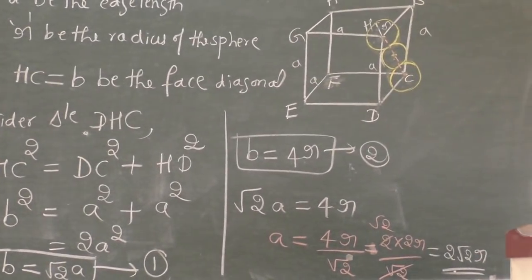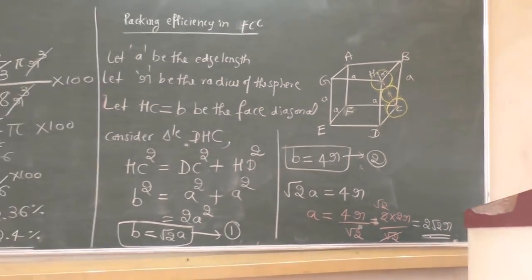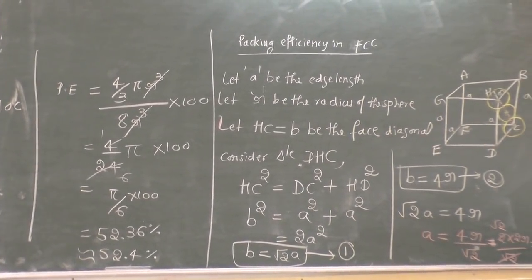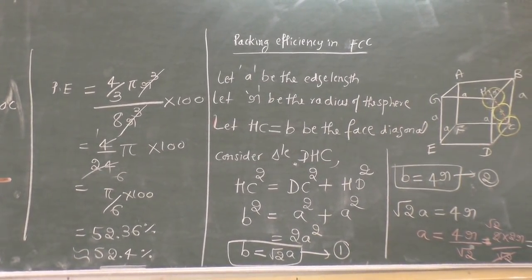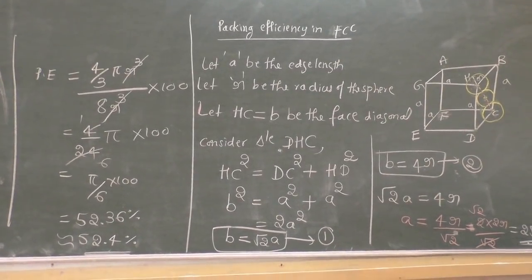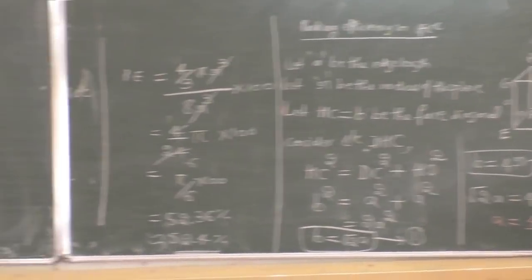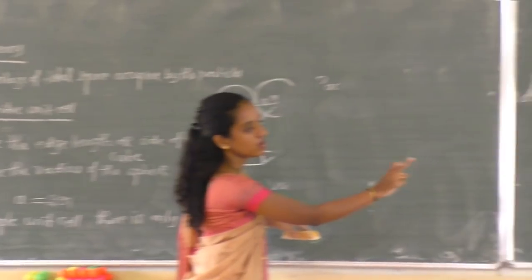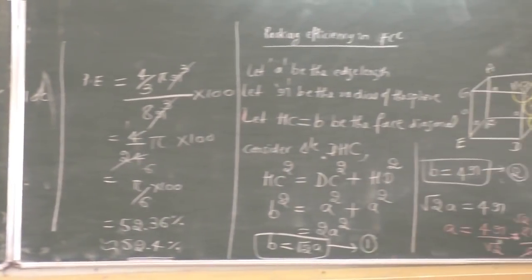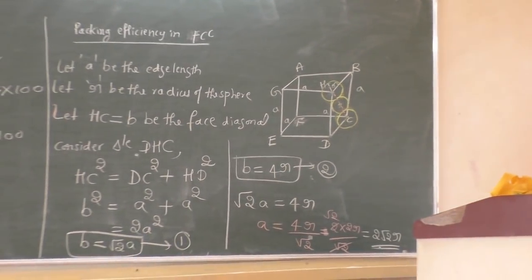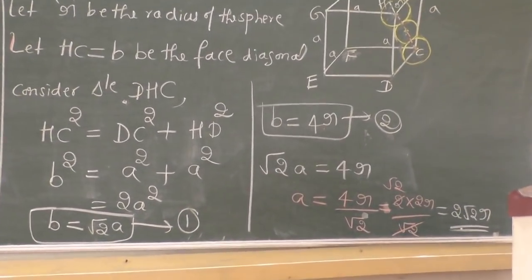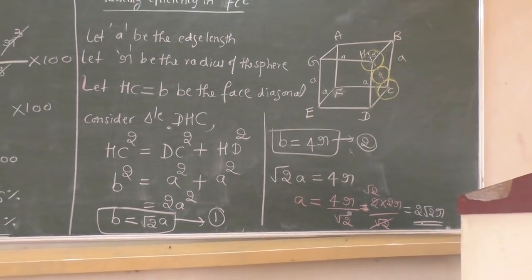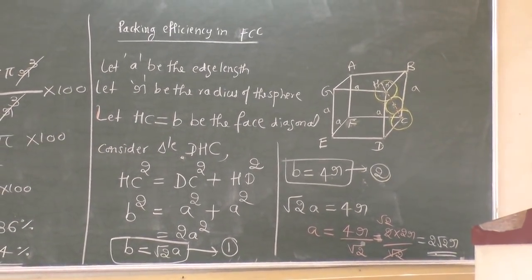Now you got the relationship between A and R. In simple unit cell, A is equal to 2R, whereas in FCC, A is equal to 2 root 2 R. After that, we have to write the sentence. In FCC, how many particles are there? There are 4 particles per unit cell.